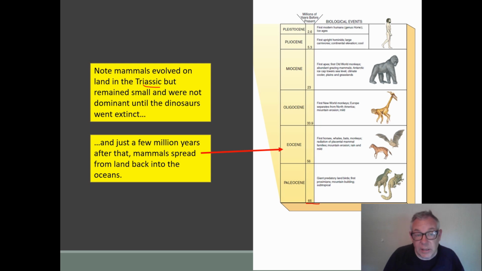Now, this was all on land, right? The mammals evolved on land, but around 50 some million years ago, they moved back into the ocean. And so that's why we have aquatic mammals, cetaceans, dolphins and whales and things today. So anyway, I think that's interesting.